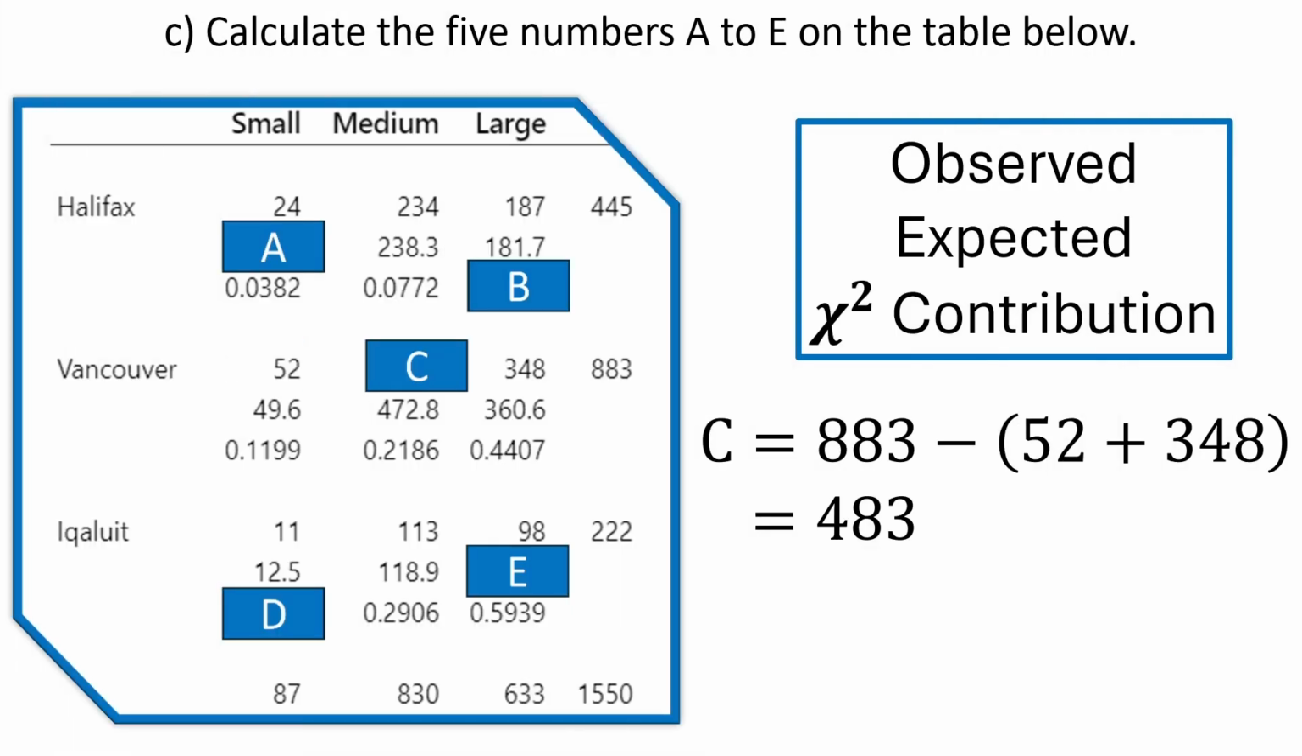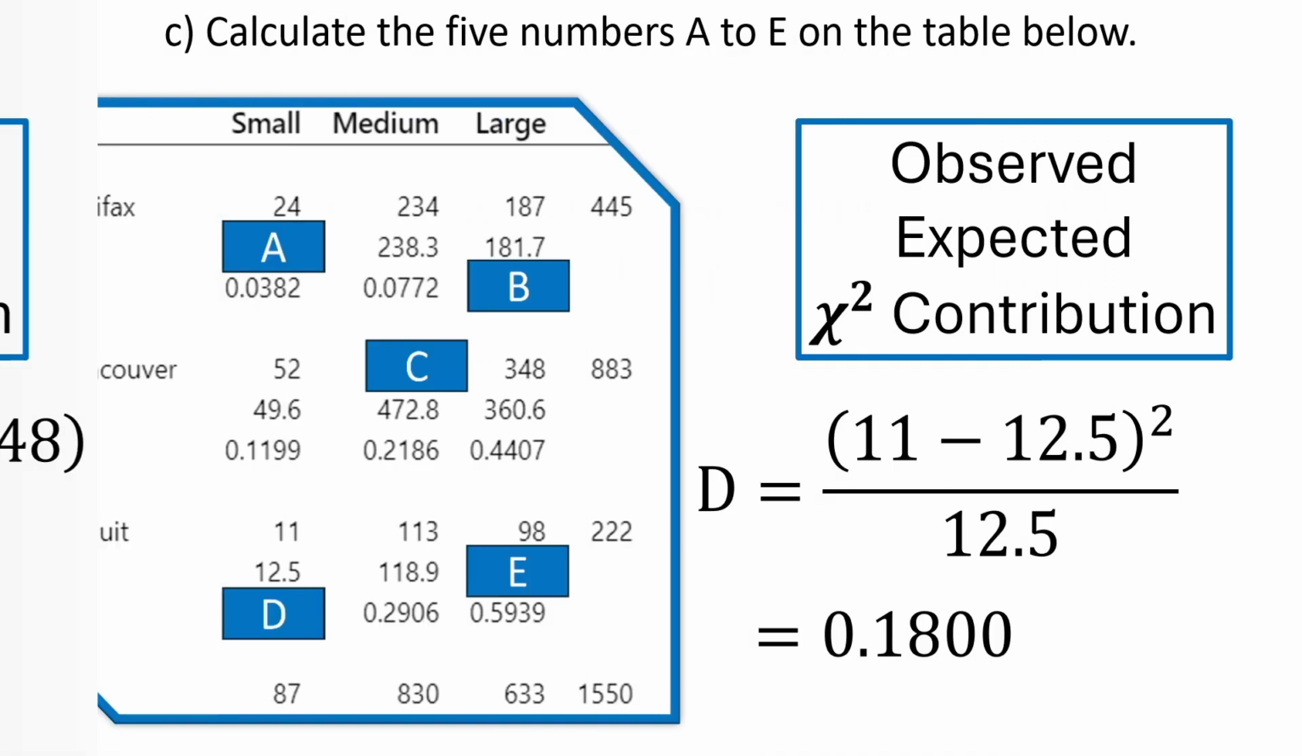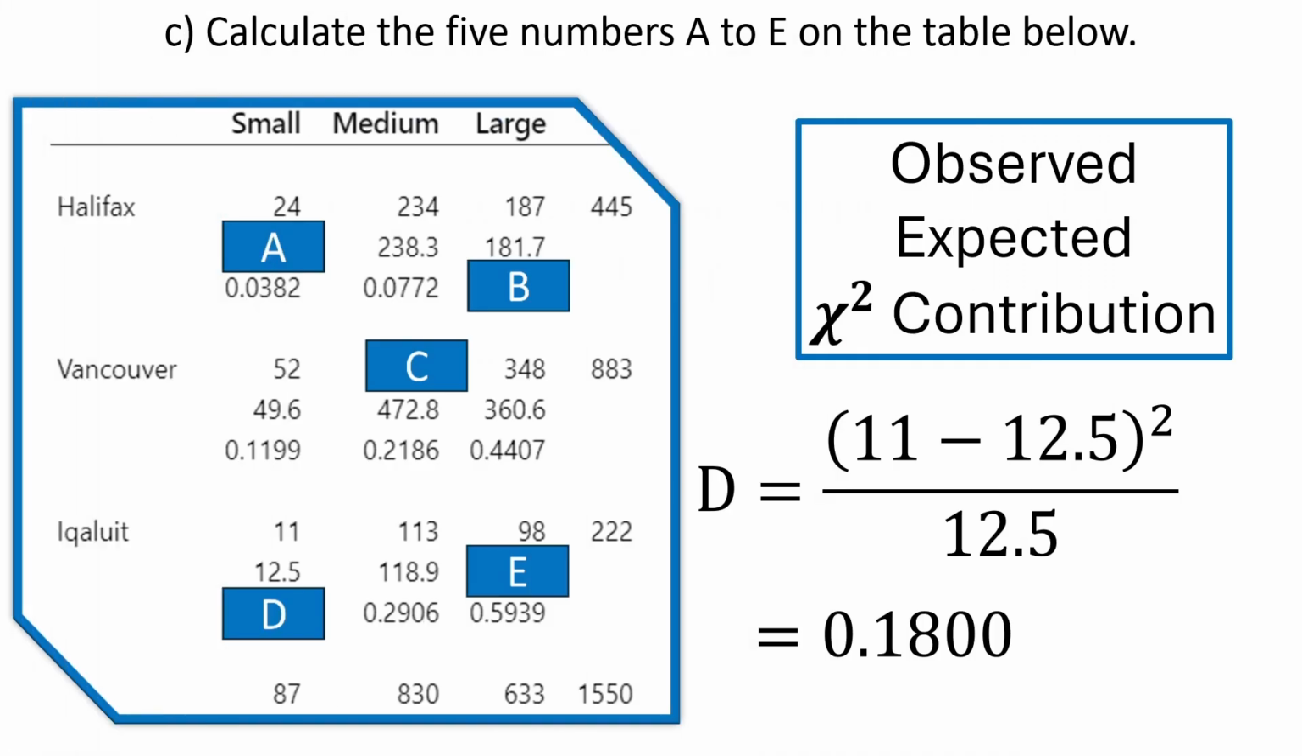For part C, here we're looking at an observed count. So to get the observed count, we notice that if we go across those counts for Vancouver, the sample size is 883. So if we subtract 52 and subtract 348, what's left over will be the count under that box C. So that's going to be 483. Part D, again, we're looking at a chi-squared contribution, and so we take what was observed, 11, minus what we would expect to see if the null was true, 12.5. Squaring that deviance, dividing again by expectation, we get 0.18.